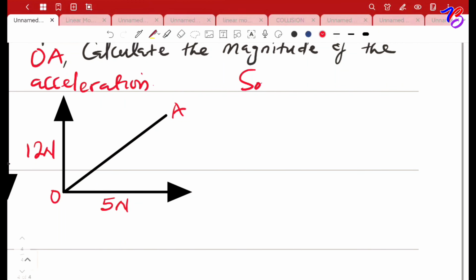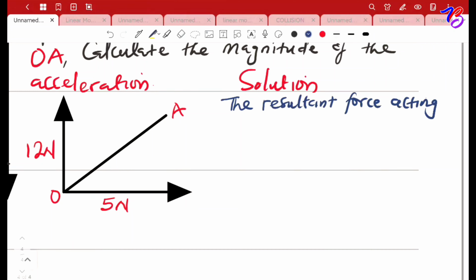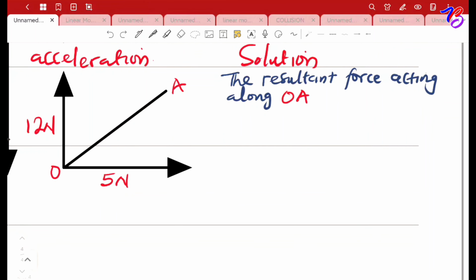So the resultant force, solution. The resultant force acting along OA. Observe OA. Let's use dotted lines. You can see it OA, which becomes hypotenuse. Okay? Now, let's redraw this diagram.